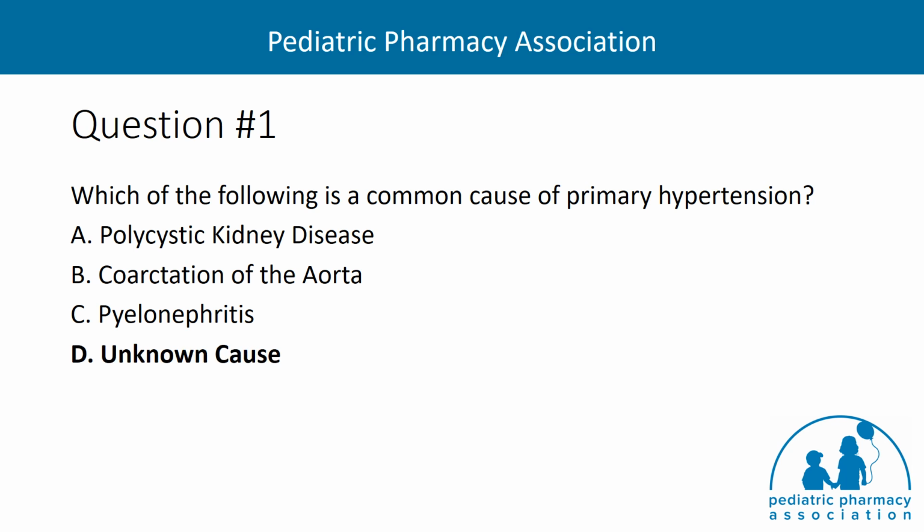And the correct answer is D, unknown cause. When going back to that etiology slide, we discussed primary hypertension as being that silent killer with no known cause. Although we don't see primary hypertension in the pediatric population as often, it is important to remember its incidence is rising. The other answer choices are more associated with that secondary hypertension picture.